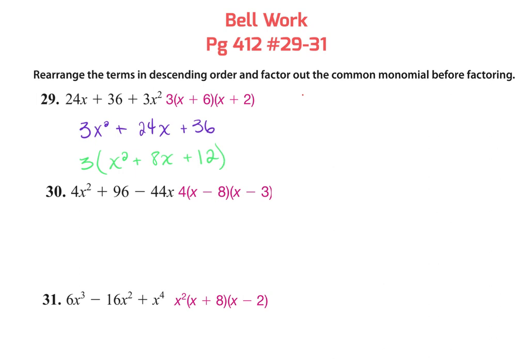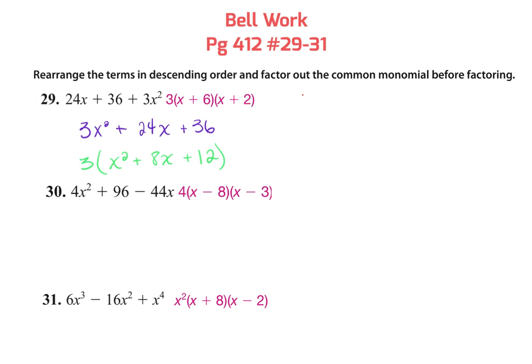Now we're ready to unfoil. We're ready to break it up into 2 parentheses. We're going to look at this 12 and say I need 2 numbers that multiply to give me positive 12. It's either 2 positives or 2 negatives. So it's going to be 2 positives. I need factors of 12 that add up to 8. That's 6 and 2. That's where we get my 6 and my 2.